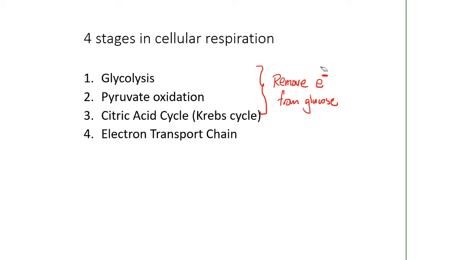All these high energy electrons will be captured and used in the last step, the electron transport chain. In that last step, you will use these high energy electrons to create ATP. So that's basically the premise of cellular respiration and the 4 stages that are involved.